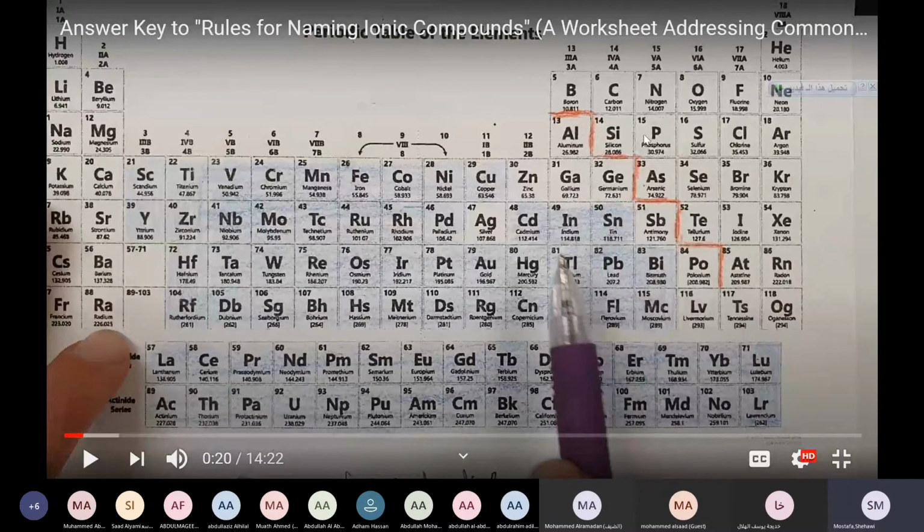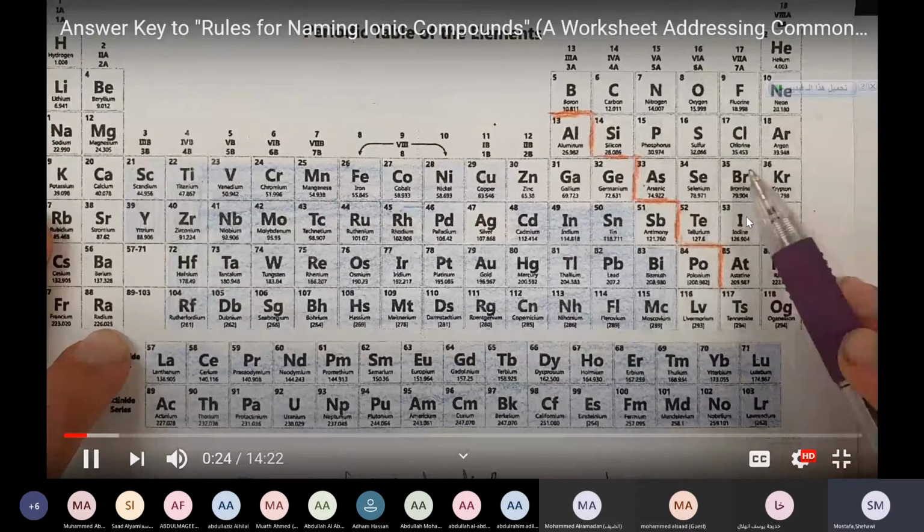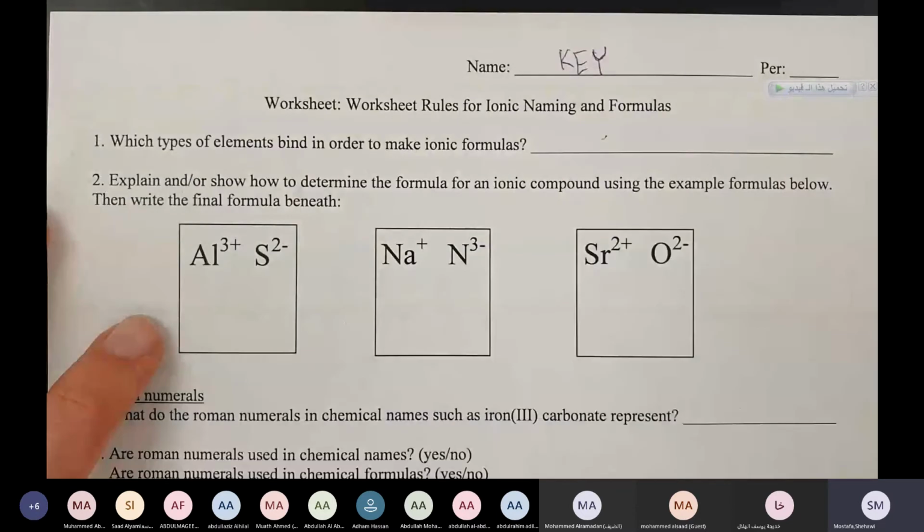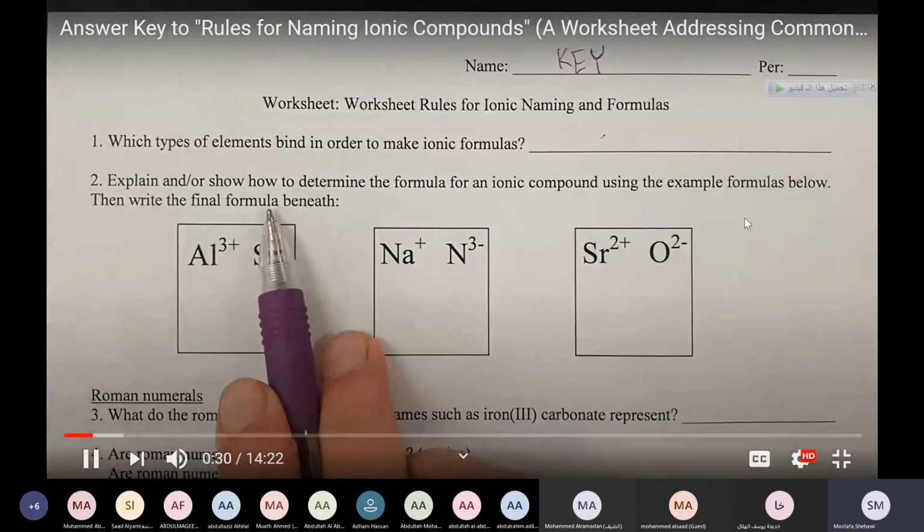Metals are to the left and non-metals to the right, on either side of the staircase that separates the metals and non-metals. Non-metals are over here on the right. Metals are over here on the left. All right, so explain how to find the formula.